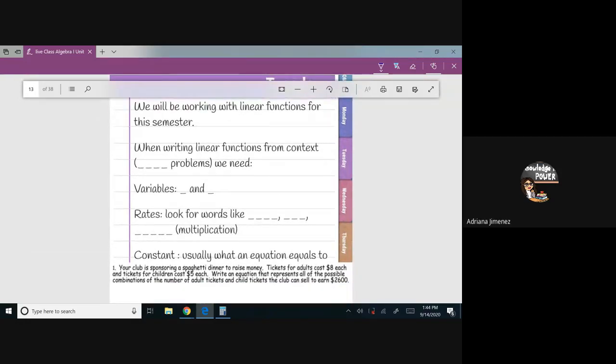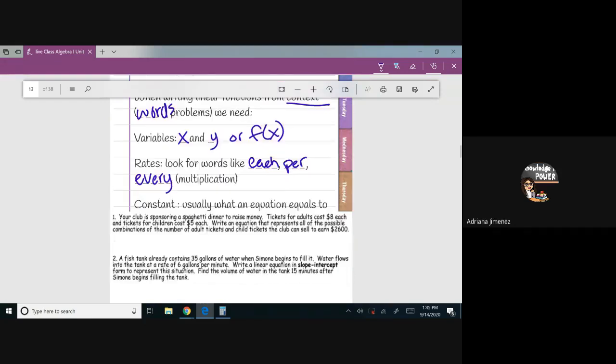So anytime you hear the word context, they're saying that's word problems. And because we're in Algebra 1, this is going to be x and y, or they're going to use f of x for y. The words you want to look for to know that, hey, that's the number that's going to be attached to my x is going to be each, per, or every, because those words represent multiplication. A constant is usually going to be what the equation is equal to, or where the problem started at.